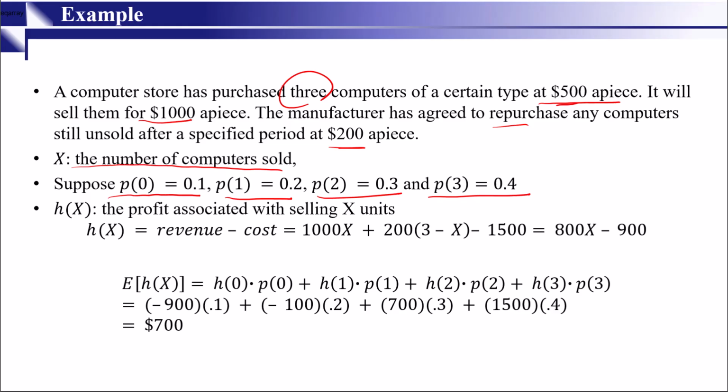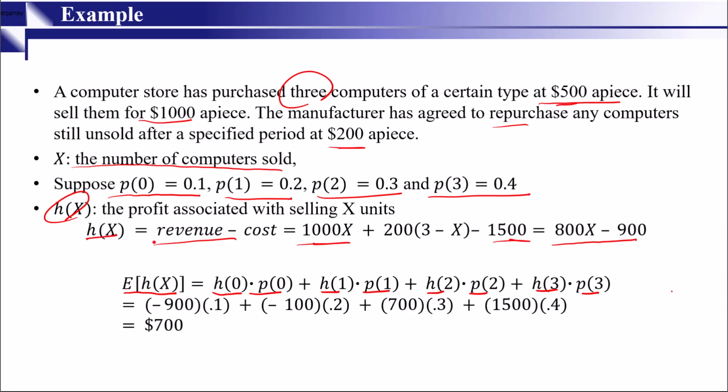So in here, hx is a function and it's a profit. So revenue minus cost is 1,000 x plus 200 times 3 minus x, minus 1,500, which gives us 800x minus 900, right? This is simply the profit. We want to calculate the average profit of this computer store, right? EHX is equal to H0 multiply P0, H1 multiply P1, H2 multiply P2, H3 multiply P3.